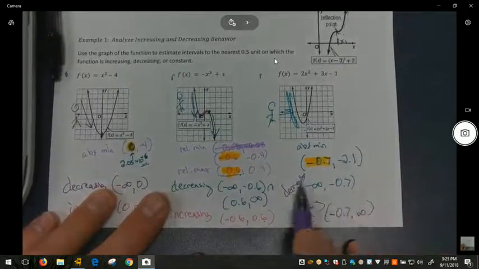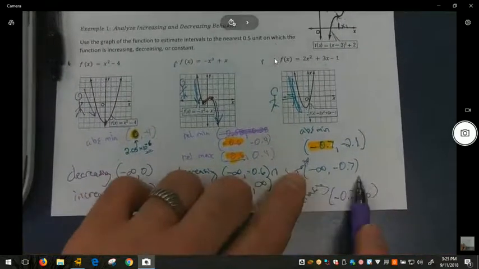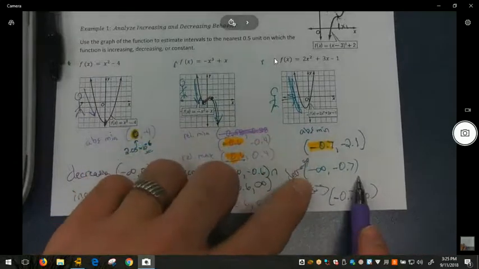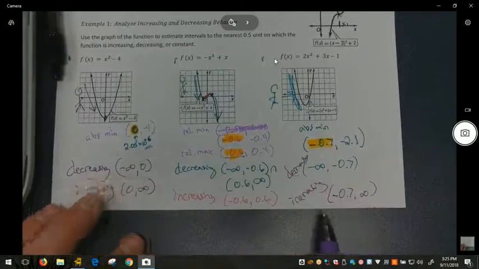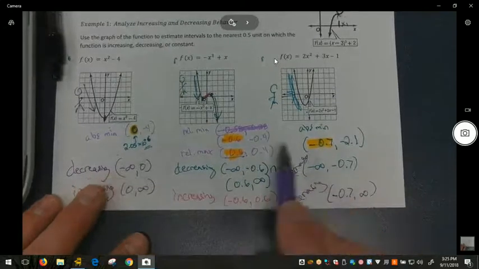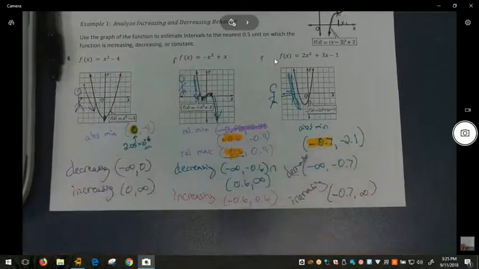These are intervals, they're parts of our domain. This is the part of our domain where the function is coming down or decreasing. This is the part of our domain where the function is increasing. When we write intervals for a domain, we must use x values, not y values.